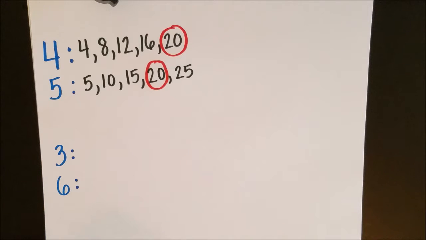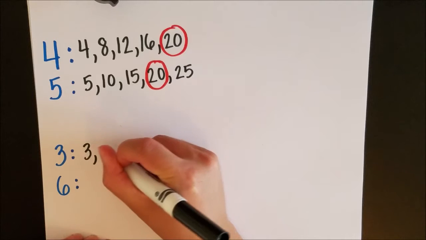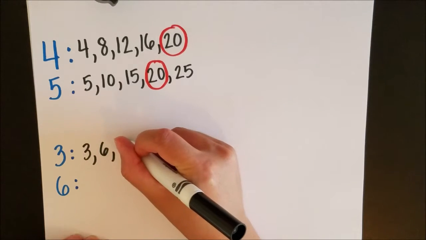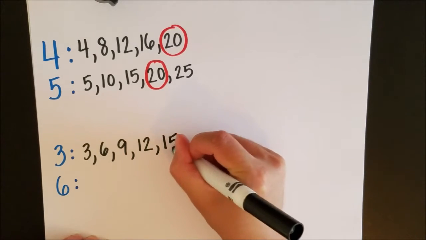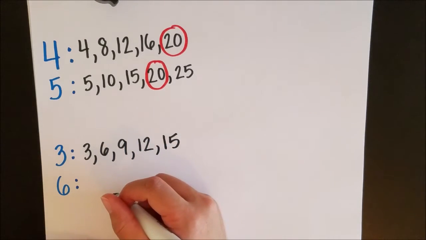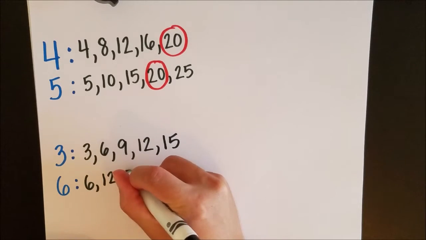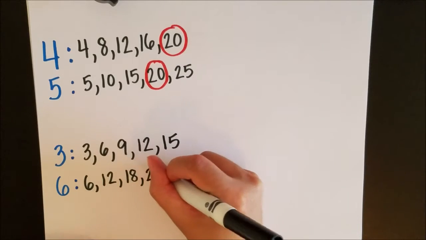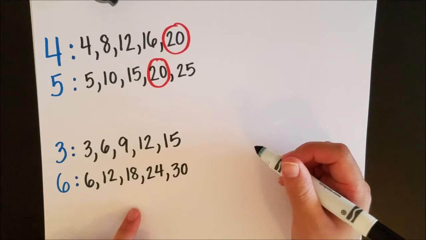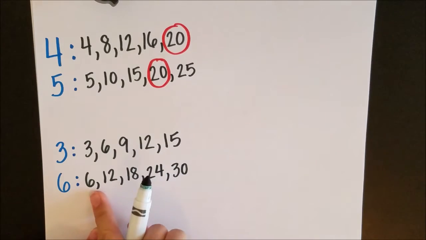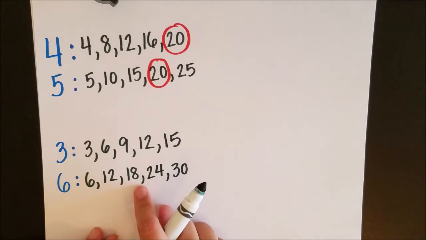So now going down to 3 and 6, we're going to go 3 times 1 is 3, 3 times 2 is 6, 3 times 3 is 9, 3 times 4 is 12, 3 times 5 is 15, and that's 5, so I'm going to stop and go down to the next row. 6 times 1 is 6, 6 times 2 is 12, 6 times 3 is 18, 6 times 4 is 24, 6 times 5 is 30, and some of you might have noticed right at the beginning that they had the 6 in common. So I really didn't even have to do any more for this.